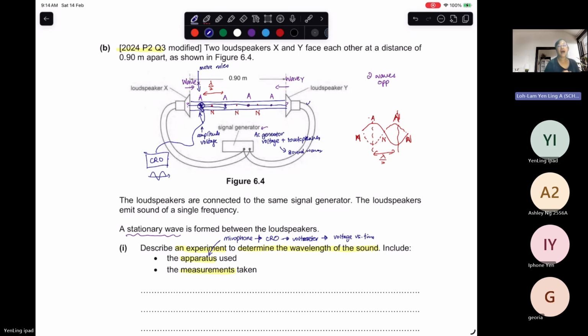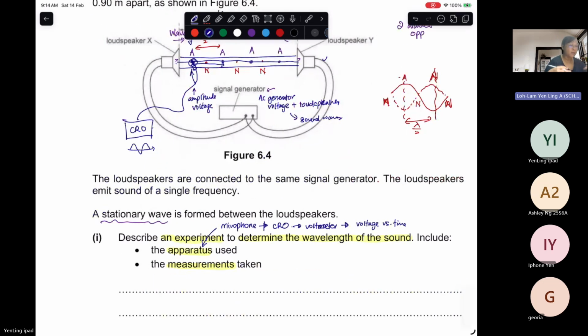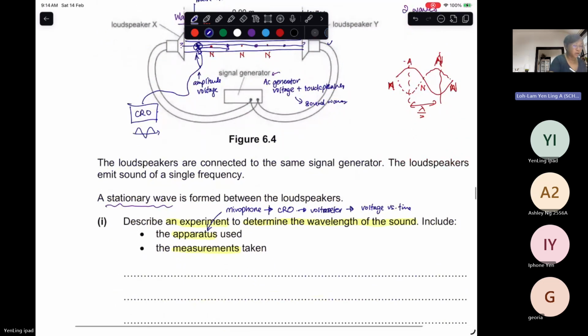Then you need to tell me how you are going to measure this particular distance. To measure the distance between the antinodes, after you mark them down, you use a meter rule. So these 2 basic things should at least give you 2 marks. But finally, you must always link back to the question. After collecting all this data, what do you want to find? You want to determine the wavelength of the sound. So you need to tell me that the distance between 2 antinodes is lambda over 2, and so on to get the answer.